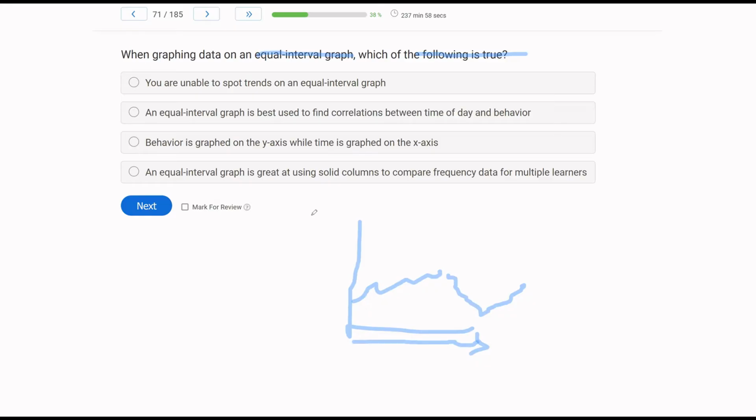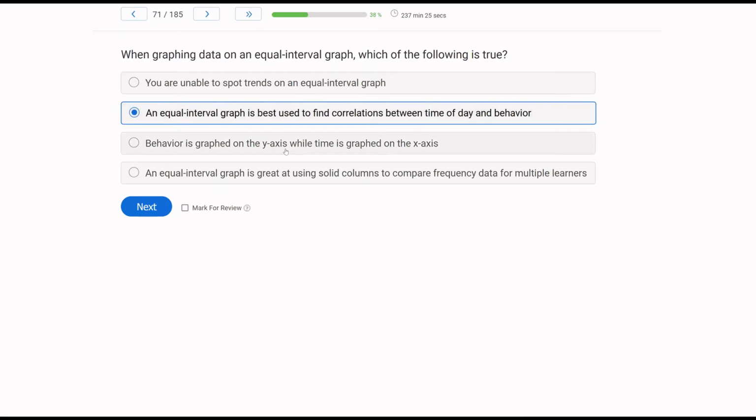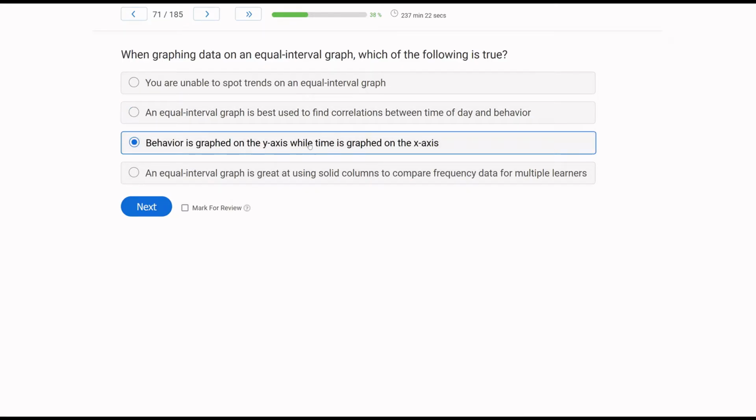C, behavior is graphed on the y-axis, while time is graphed on the x-axis. That is true. Behavior goes here on our y-axis, while time goes on the x. So we know that is true. And then D, an equal interval graph is great at using solid columns to compare frequency data for multiple learners. What type of graph is that? Well, that is our simple bar graph. So not too difficult of a question, but we've got to read carefully and pick the one that is true. And we have to be familiar with what an equal interval graph is. So the answer here is behavior is graphed on the y-axis, while time is graphed on the x-axis.